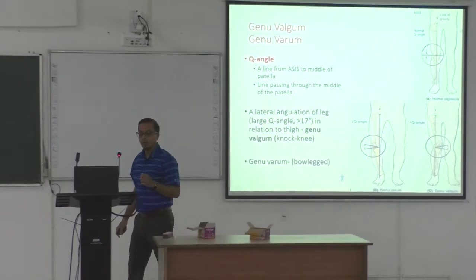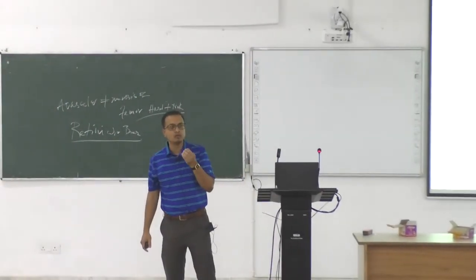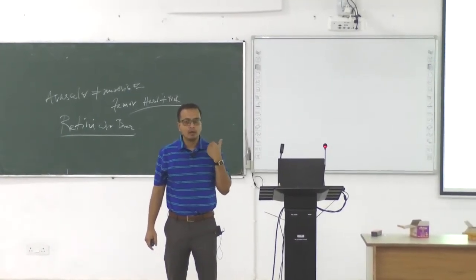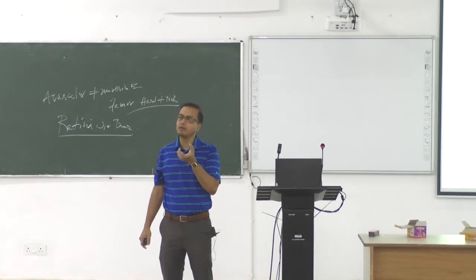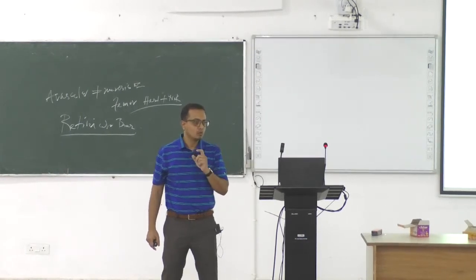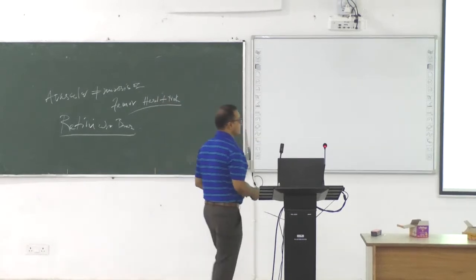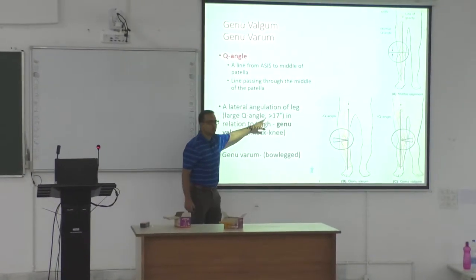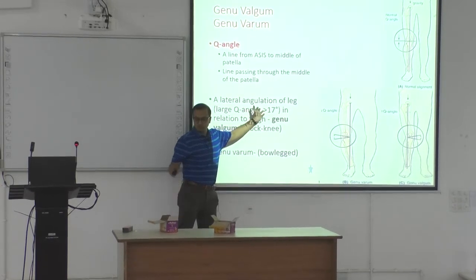The Q angle has to be less than 70 or 80. It is normal if an individual has a 50 degree angle. Now, if the Q angle is more, we have a disease of the knee joint. If the Q angle is less, we also have a disease of the knee joint. What happens if we have a large Q angle? More than 70 degrees; the normal is 50 to 60 degrees.